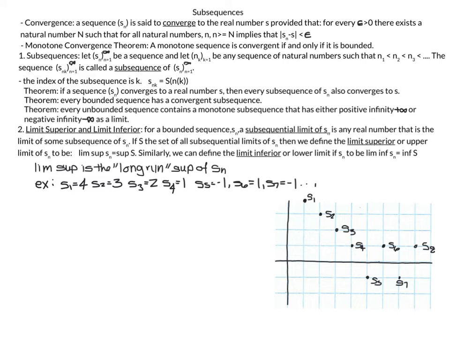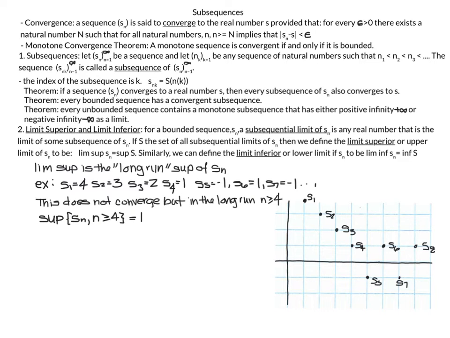This sequence does not converge, but in the long run, for n greater than or equal to 4, the sup of the subsequence of Sn, n greater than or equal to 4, is equal to 1. And this is what we would call the lim sup of Sn is equal to 1.